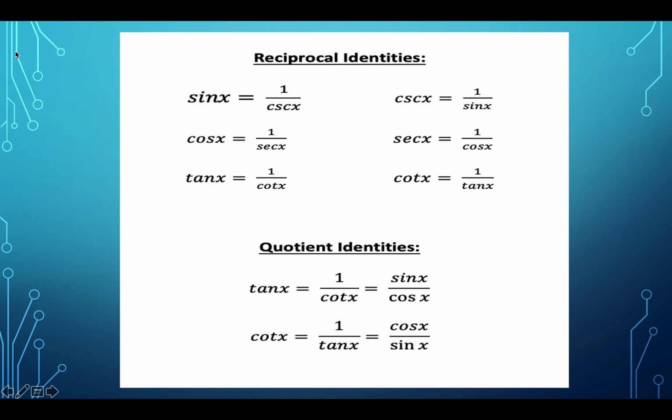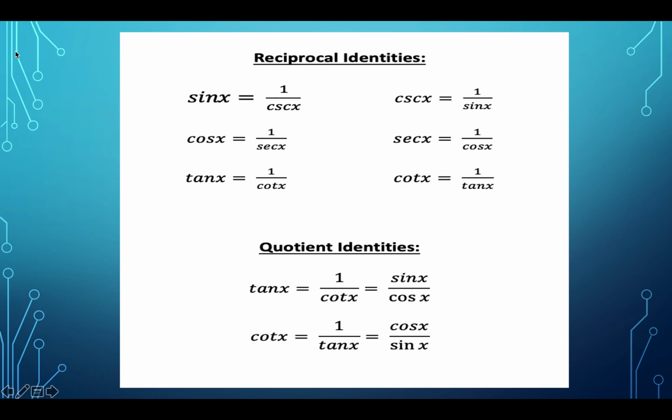So the reciprocal identities are as follows. Sine of x is equal to 1 over cosecant x, or 1 over CSC x. Cos of x is equal to 1 over secant of x, or 1 over SEC of x. And tan x is equal to 1 over cotan x, or 1 over COT x. And then cosecant, CSC x, is equal to 1 over sine of x. Secant, SEC x, is equal to 1 over cos x. And cotan is equal to 1 over tan x. Those 6 are your reciprocal identities.